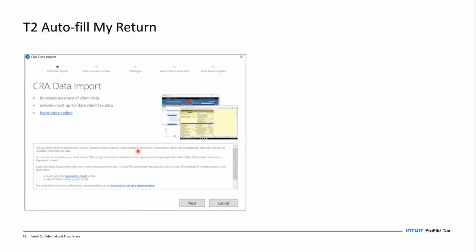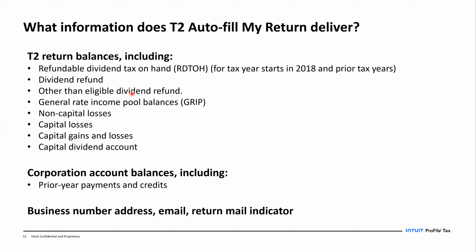CRA data import. So what does it import? Here's the kind of information that you can get. T2 return balances. Now we're talking prior year, of course. CRA doesn't know any current year stuff in terms of revenue and expenses because we haven't filed a T2 yet. But for prior year, you will see all of the balances, as you can see on this list, including non-capital losses, capital losses, and so on and so forth. You can even get corporate account balances, prior year payments, credits, and what have you.